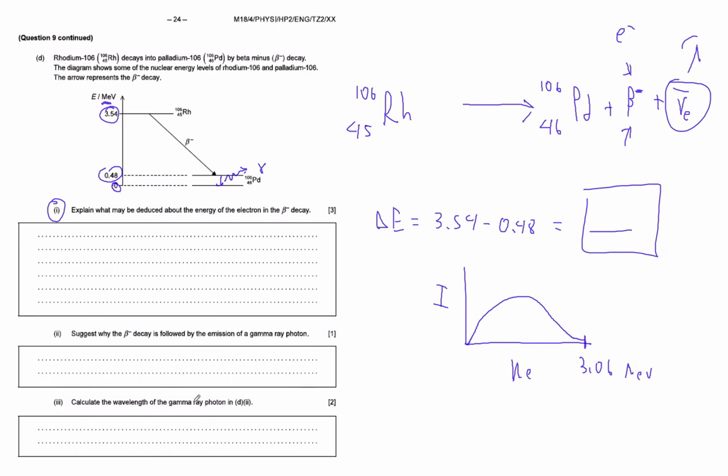Calculate the wavelength of the gamma ray photon. Just do this: lambda is hc over E. I went ahead and used 1.24 times 10 to the minus 6 electron volt meters for hc, and I got something times 10 to the minus 12th meters.